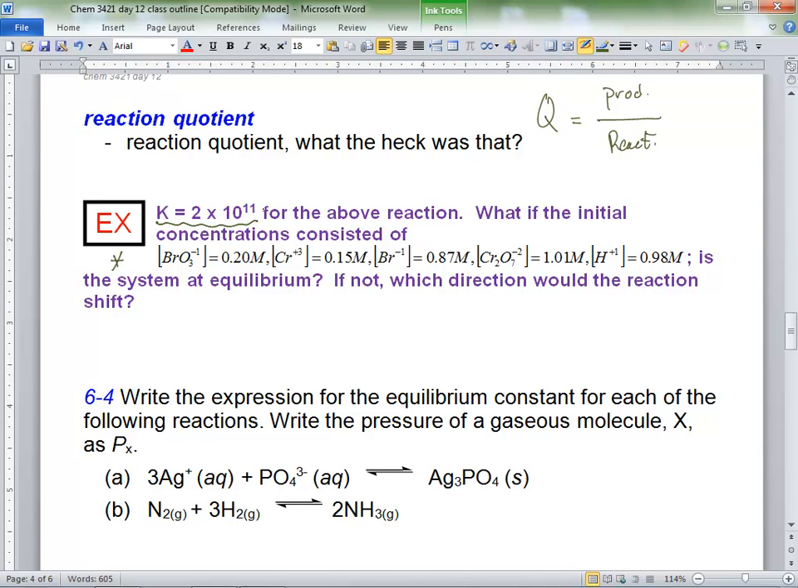You plug in all the concentrations of the products raised to their stoichiometric powers, divided by the concentration of the reactants, raised to all the stoichiometric powers. If and only if you get what, will you be at equilibrium? 2 times 10 to the 11th, right? Okay. So you can probably work that one out at home, right? You agree? But how do you know which ones are products?